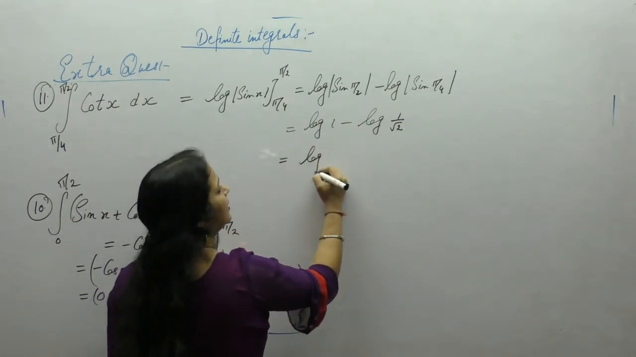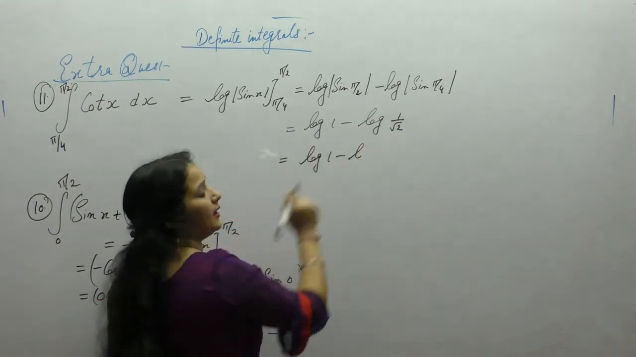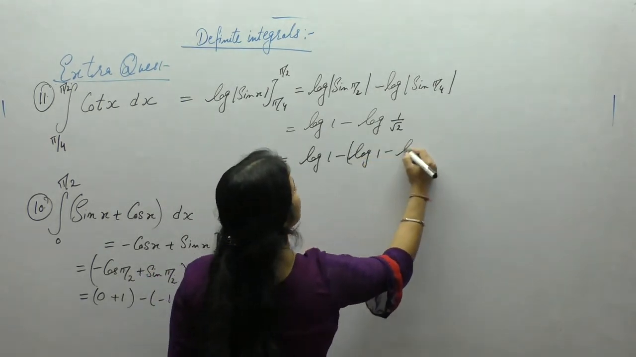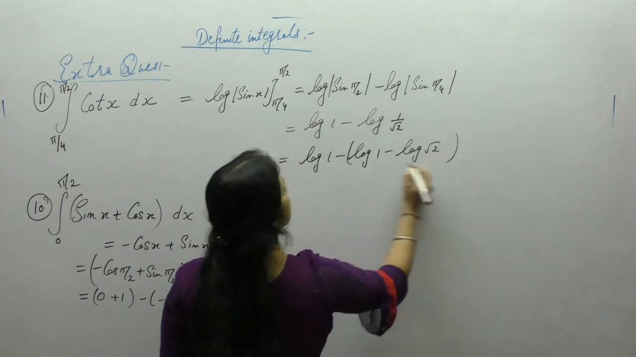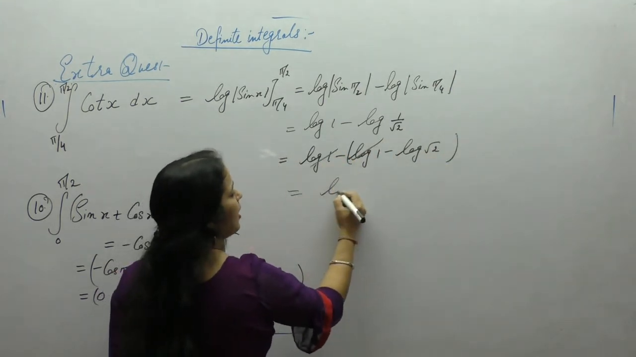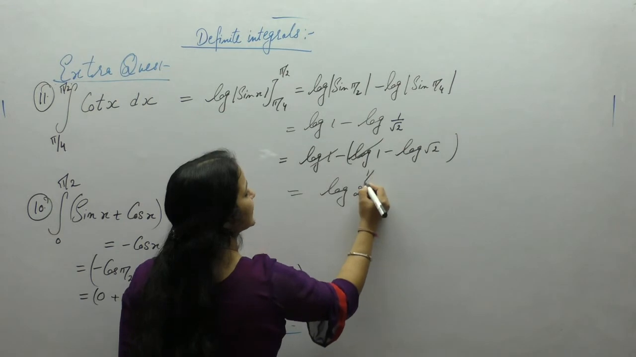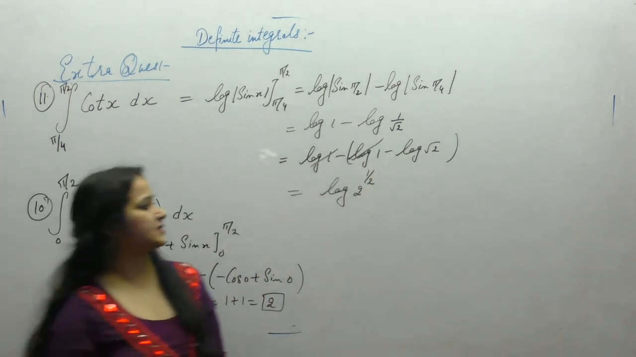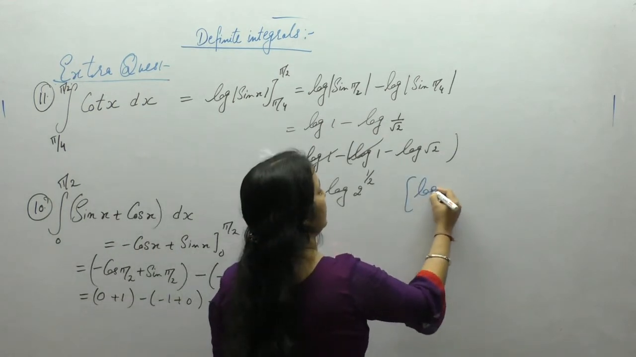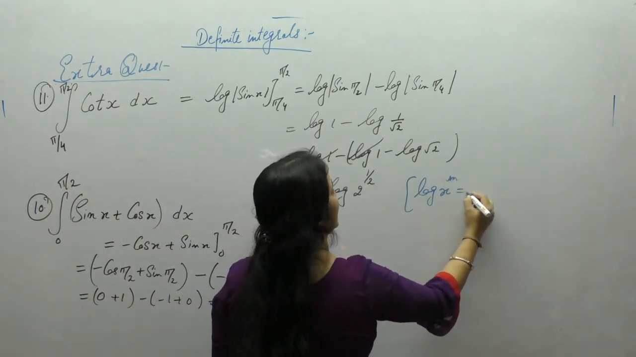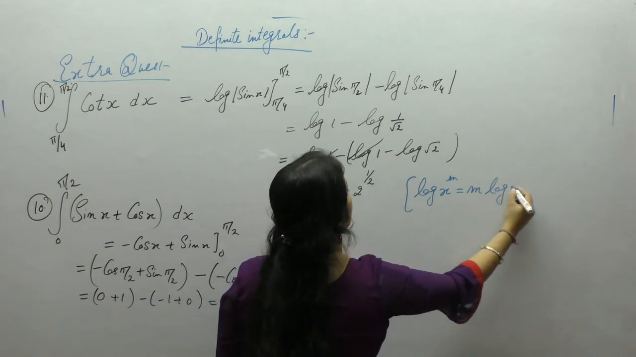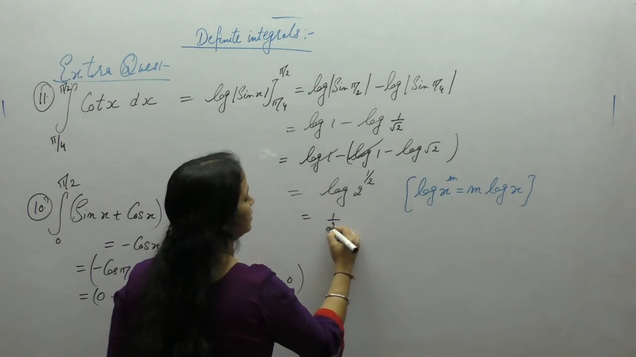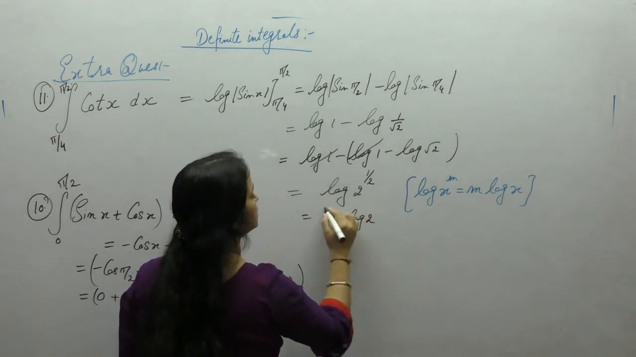Log 1, log A upon B. Log A minus log B. Log 1 will cancel. Log root 2 को हम लिख सकते हैं 2 power 1 by 2. Log of x power m, write it as m log x. So m is 1 by 2 log 2.